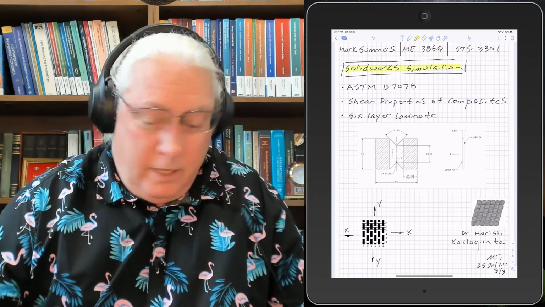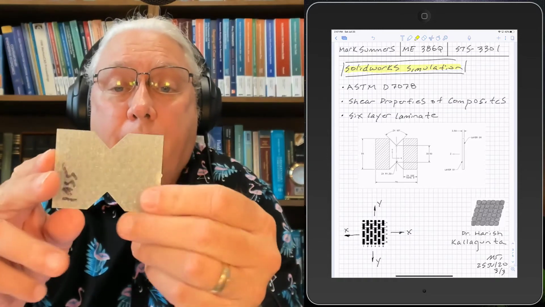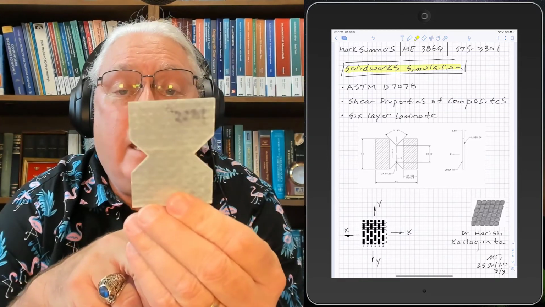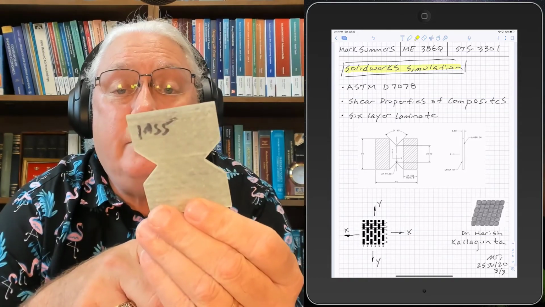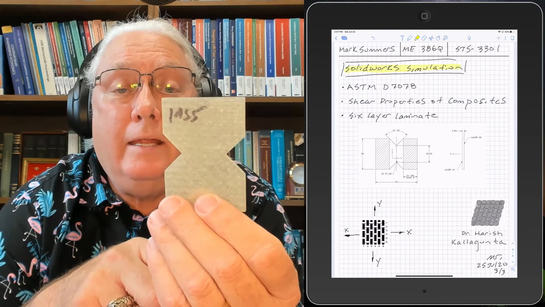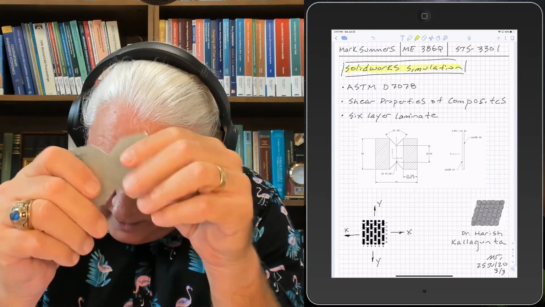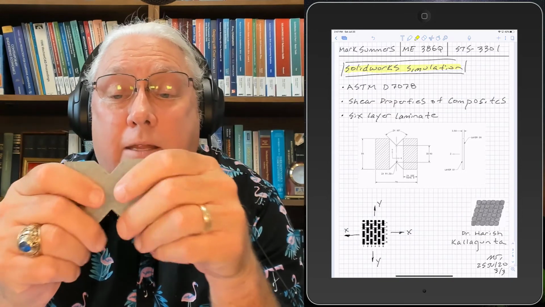So what we're going to do is, if I can find it here, yeah, here it is. So we're going to do an analysis on this test specimen, and this is created down in Dr. Tate's lab downstairs, and it is made out of some material that my friend Dr. Harish Kalagunta, I hope I pronounced that right.